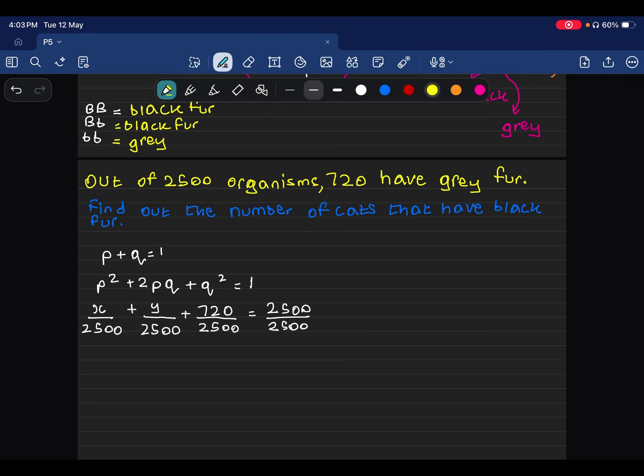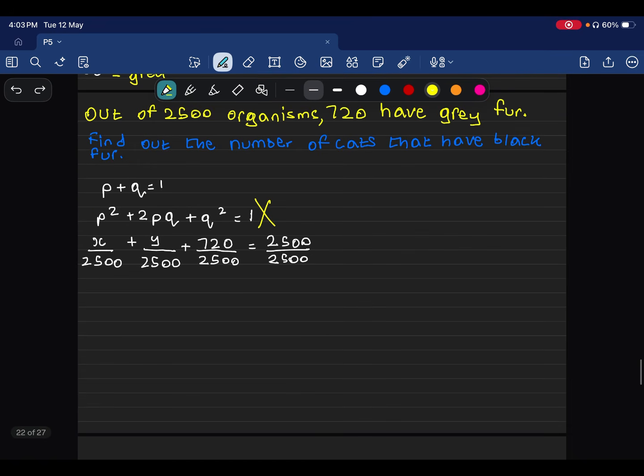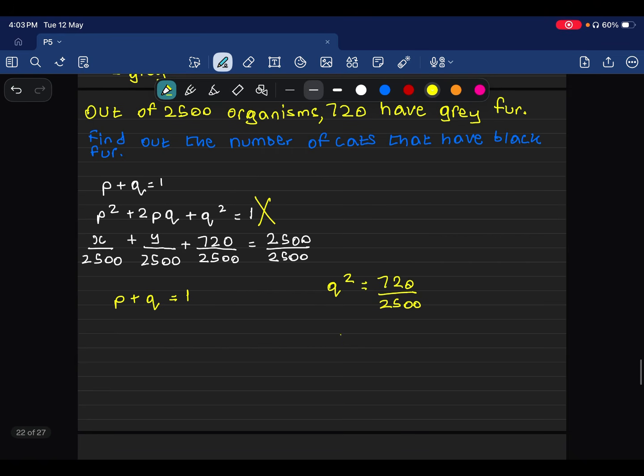So it's clear that we can't solve it using this. How about we use the second one? It says p plus q is equal to 1. Can you find q in this case? Yes, you can. Because you know that q squared is 720 divided by 2500. So if you just take the square root, you now have q. So the square root of 720 over 2500 is q, and this is added to p, which equals 1.